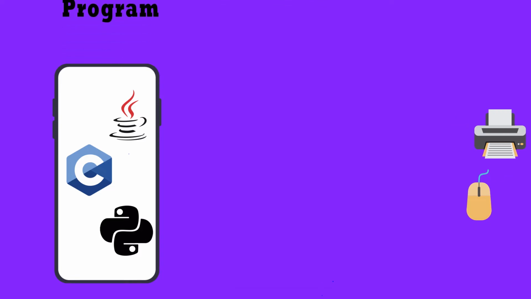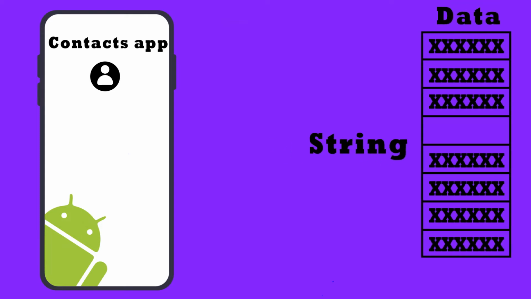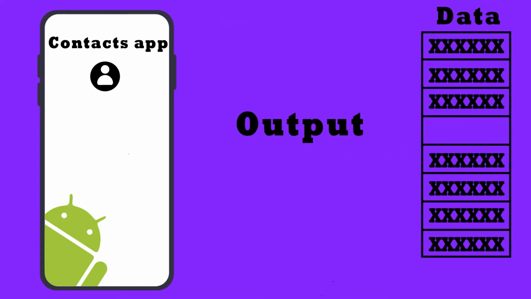Let's have an example: a contacts app on an Android device. First of all, you should know what your program does. How do you get the inputs? What is the type of inputs? How do you store and process the data? And what is the output that you give to your user? When you start thinking about it, it's a very complex process. And before you start building your program, you should have a clear path.